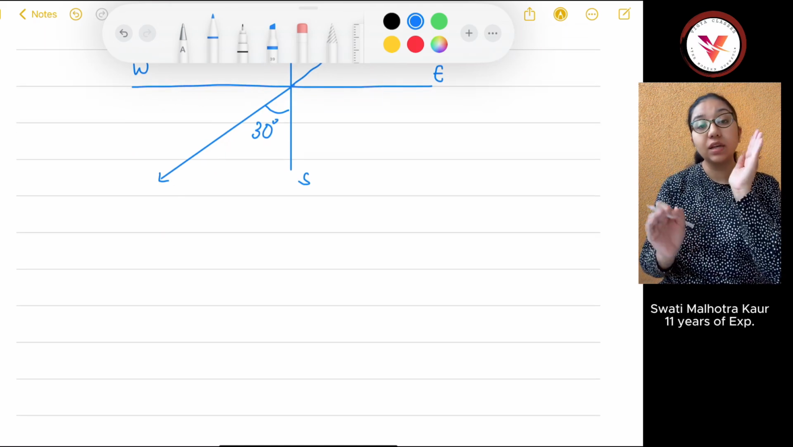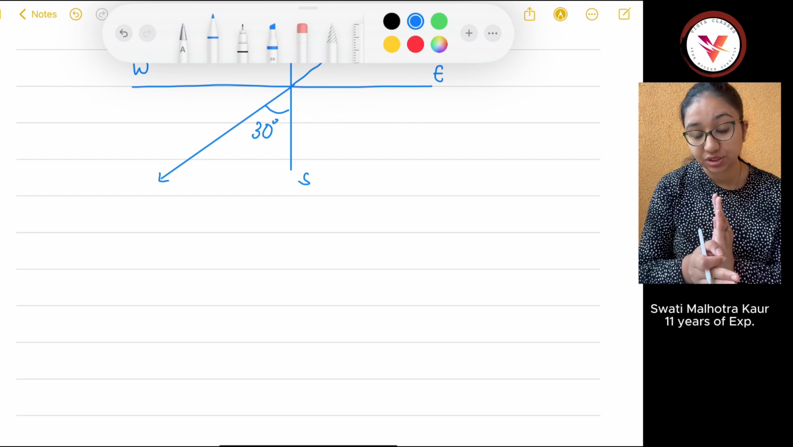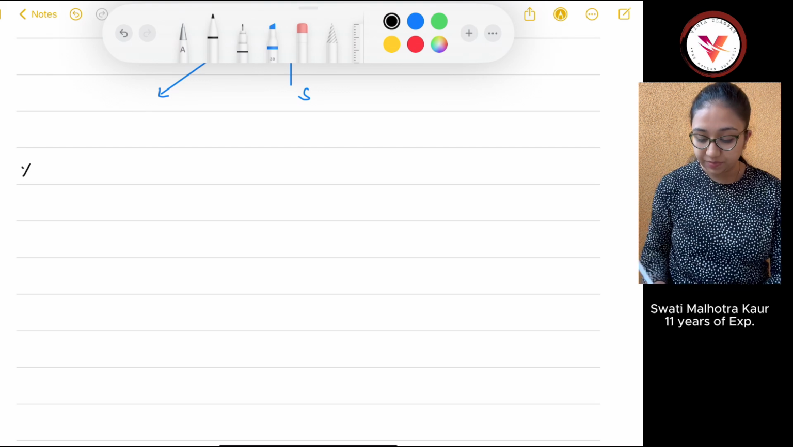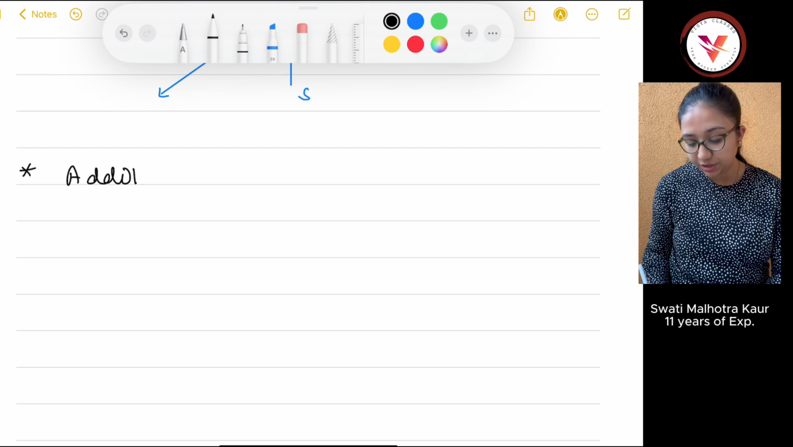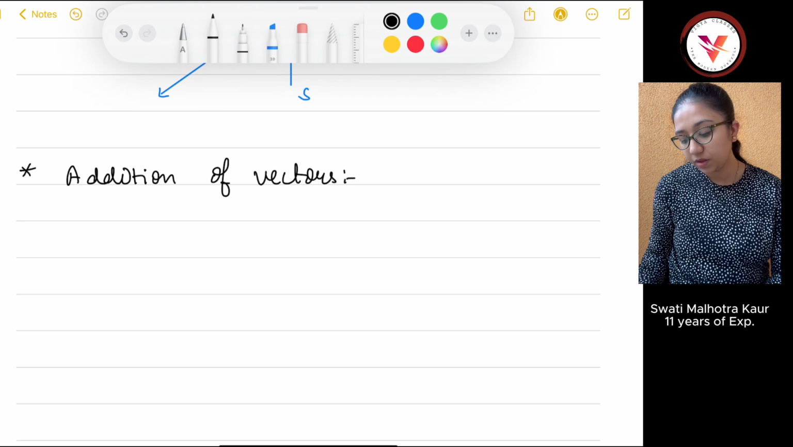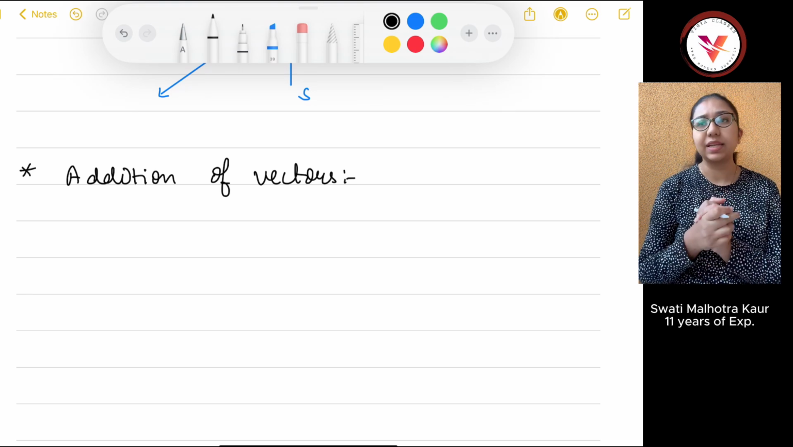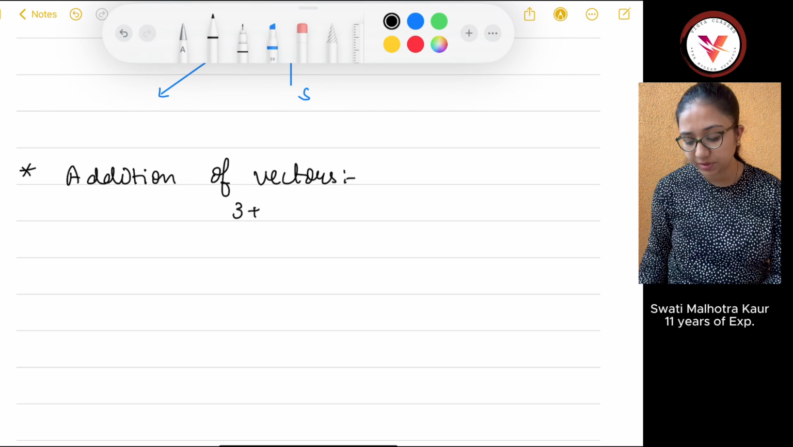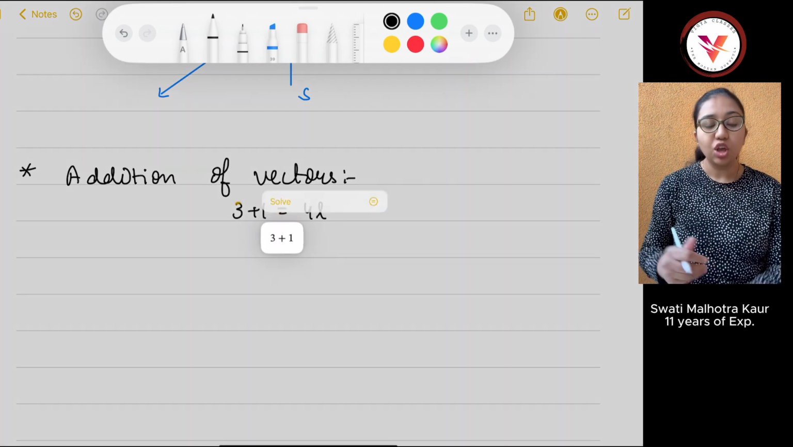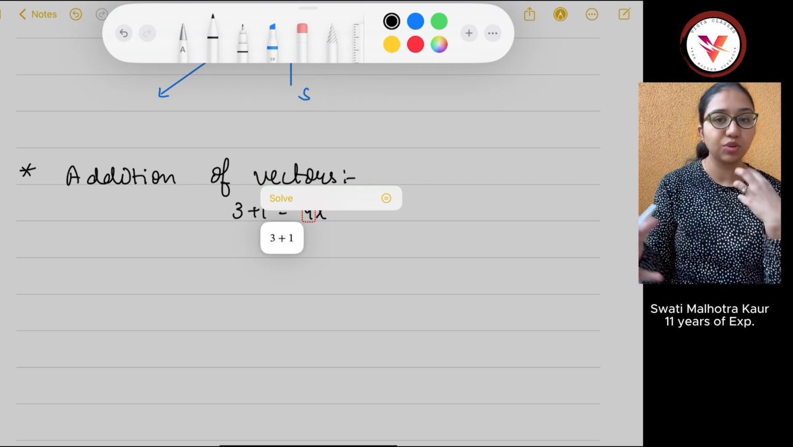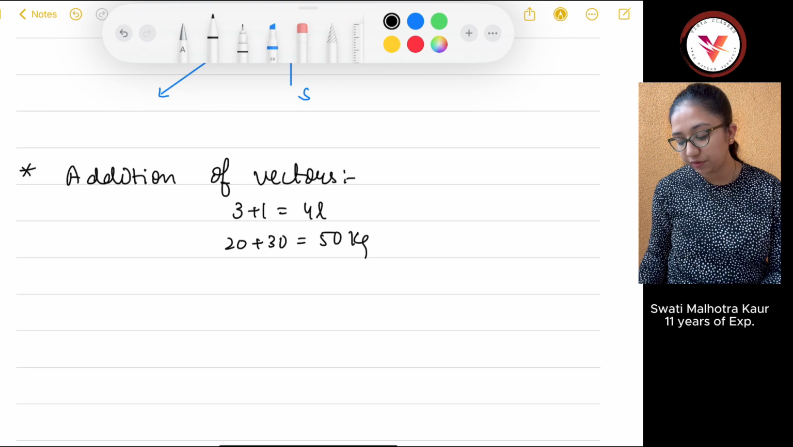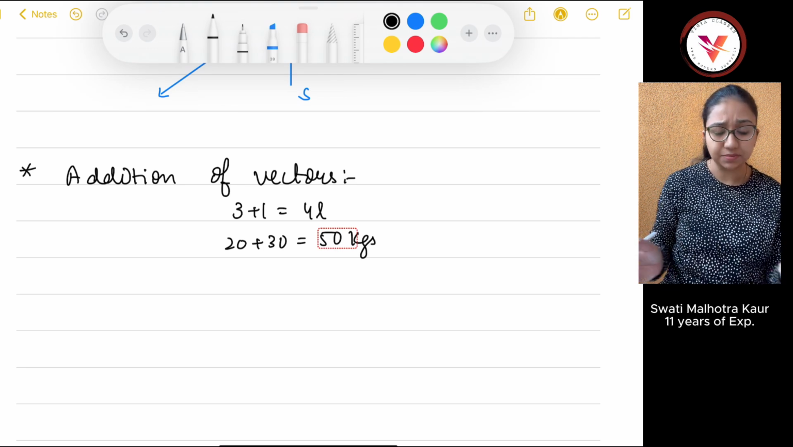Now we'll see how we do addition and subtraction in vectors. What is vector algebra? Next is addition of vectors. If you have to do simple addition, let's say you have a jar, you put 3 liters of water, then you put 1 liter of water, then it is simply 3 plus 1 equals 4 liters. Or you have a box, you put 20 kgs of mass, then you put 30 kgs of mass, then it's simply 20 plus 30, that is 50 kgs of mass. That is simple algebra.